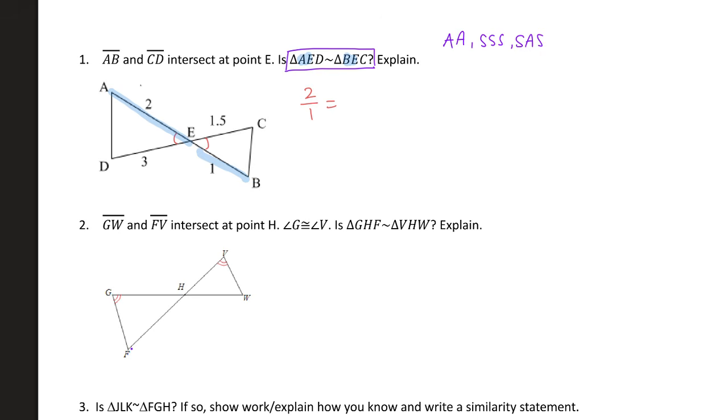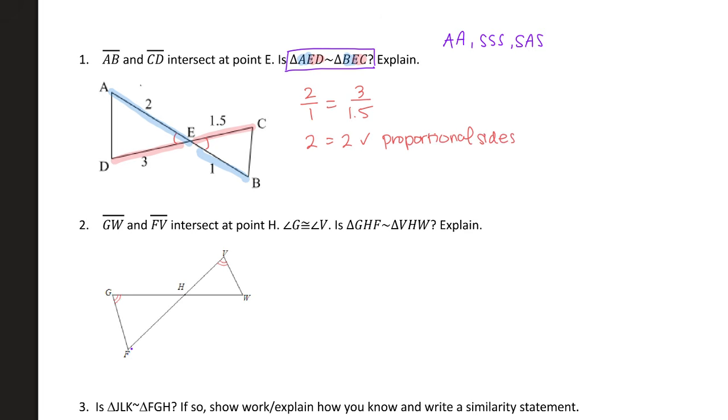I have to check to see if that's equal to DE. So DE, which is going to match up with CE. So it's going to be 3 over 1.5. Well, 2 over 1 is 2, and then 3 over 1.5 is also 2. So this is going to show me that I have proportional sides, which is what we need for SAS.